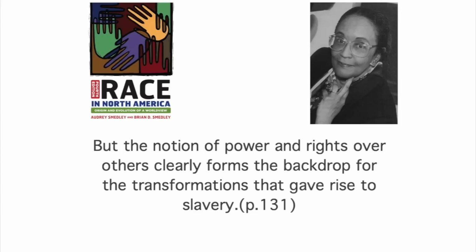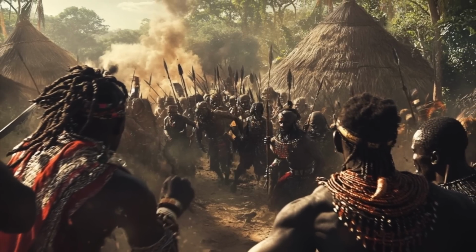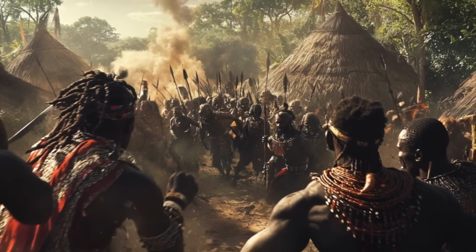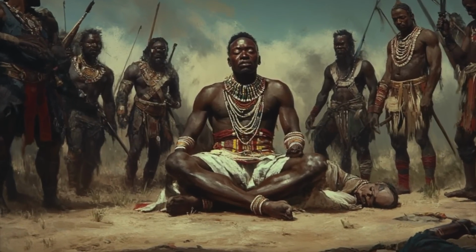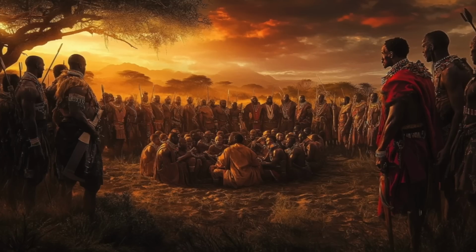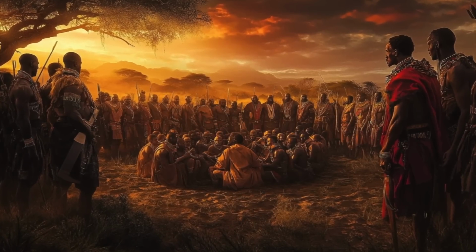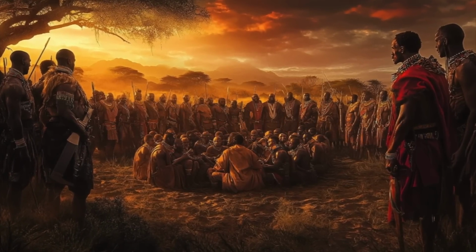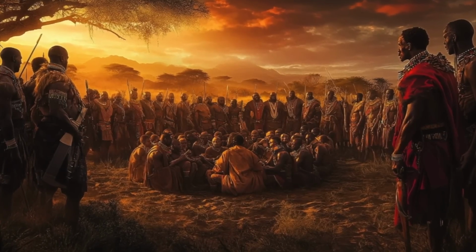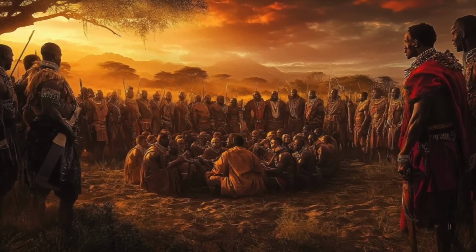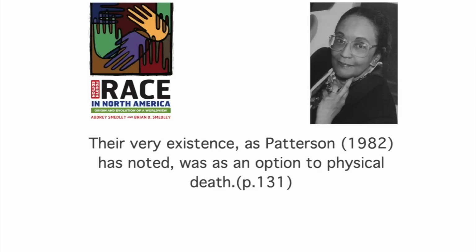But the notion of power and rights over others clearly forms the backdrop for the transformation that gave rise to slavery. As strangers, the conquered aliens had no kinship ties among the conquering group, and thus they were not part of the ongoing social system. As enemies who were no longer a threat and no longer free to pursue their old way of life, captive persons were without any viable position or status in their new setting, and their new setting was as conquered people with no kinship ties. Their very existence, as Patterson 1982 has noted, was an option to physical death, right? You either go into the pit of slavery or you bite the dust.